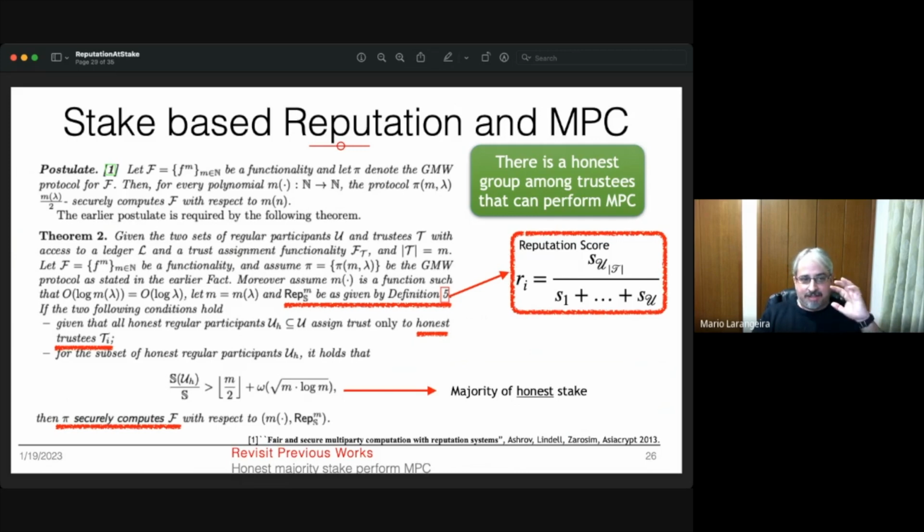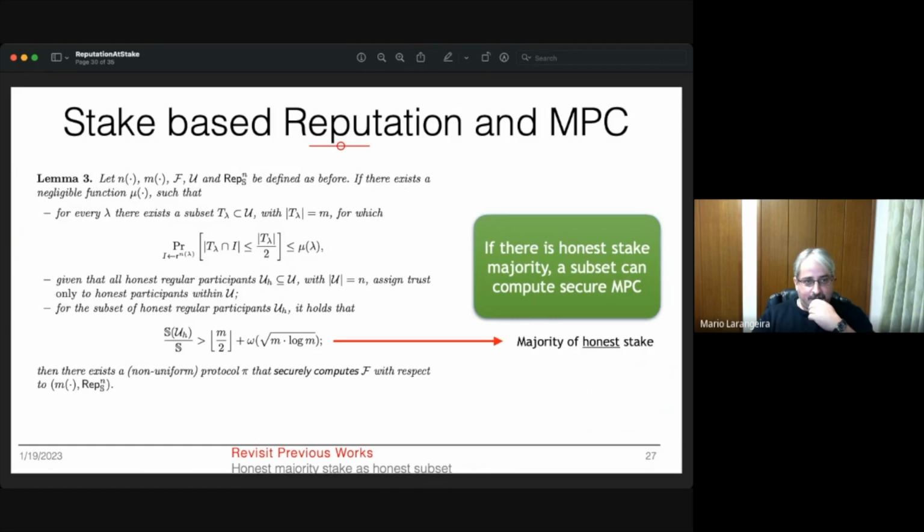So here's the thing. We are just sort of repeating the results that I mentioned in the beginning, but instead of the number of players, we are looking at the stake this time, and we care about the honest stake share. So again, if there's an honest stake majority, a subset can compute MPC. There's one extra bullet, just to make the set disjoint between the subset and the dishonest participants. But basically, by looking at the stake, we can guarantee that we have a subset whose majority is honest.